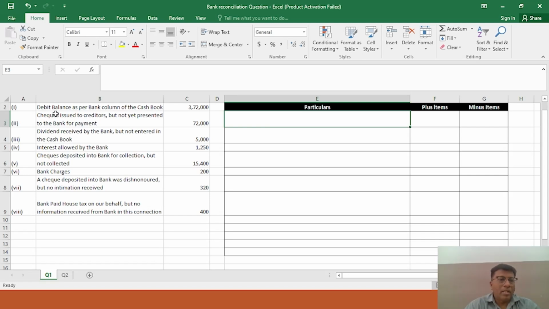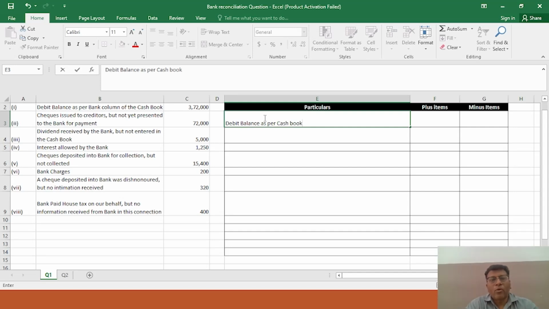So yes, now let us go to the question. The first statement is: debit balance as per bank column of the cash book. It means you have to write this as the balance on the plus side. So, debit balance as per cash book. And I think there is no need to repeat it, that we have to go through the bank column of the cash book, not the cash column.